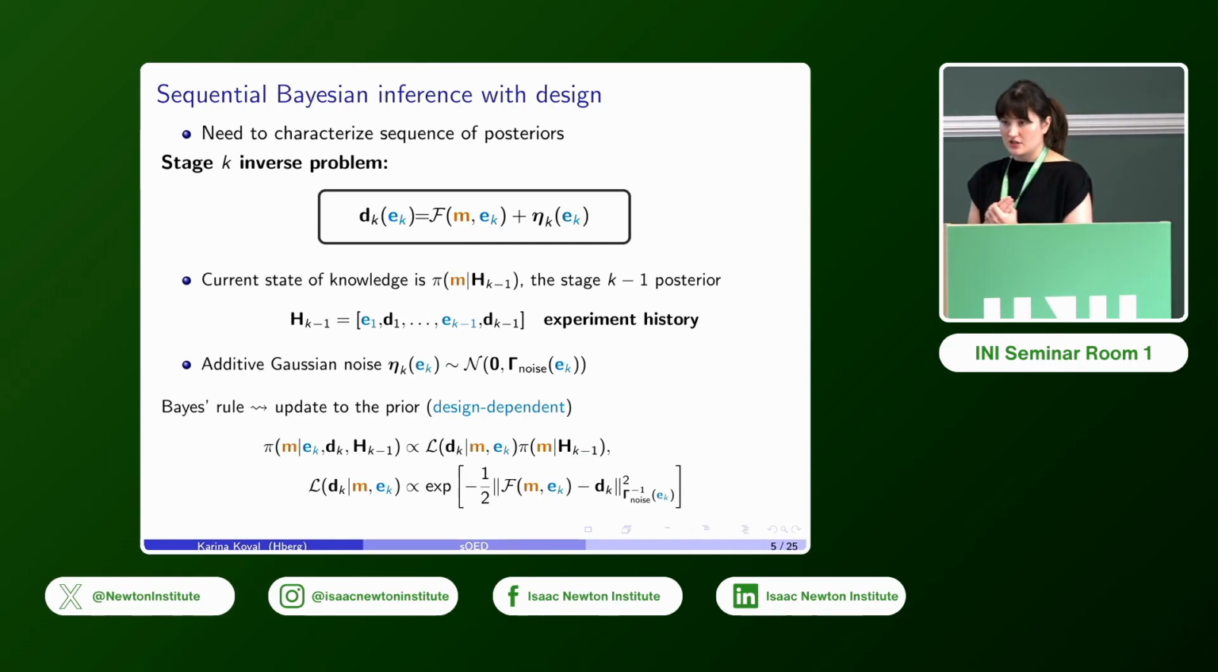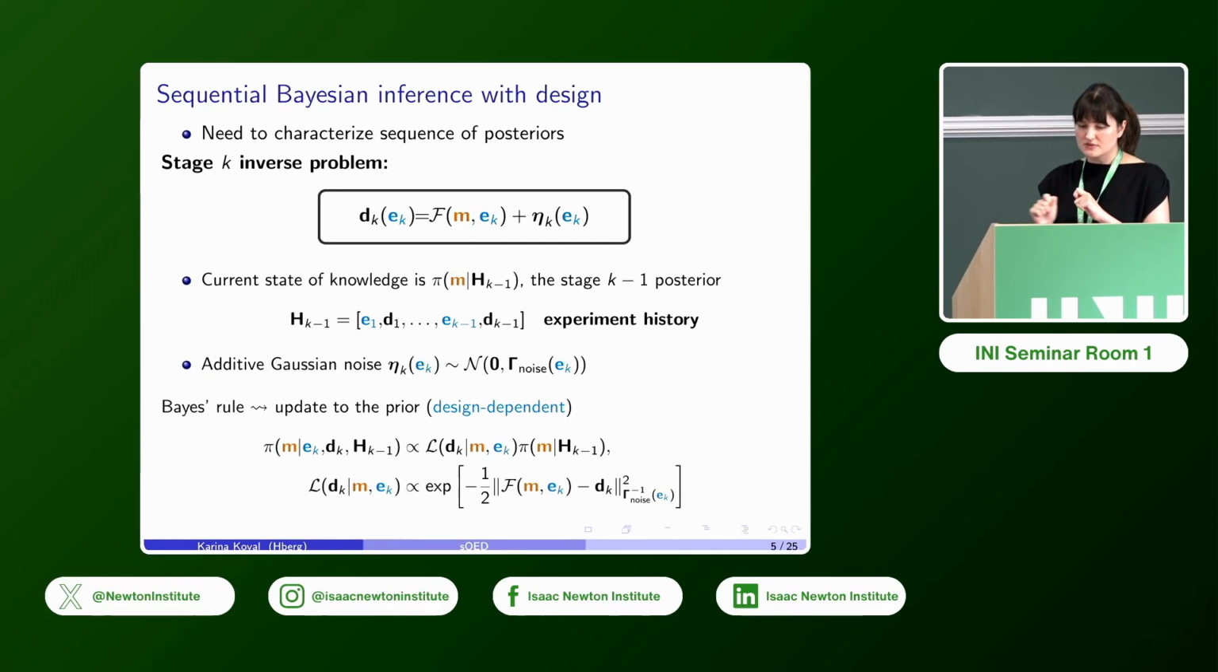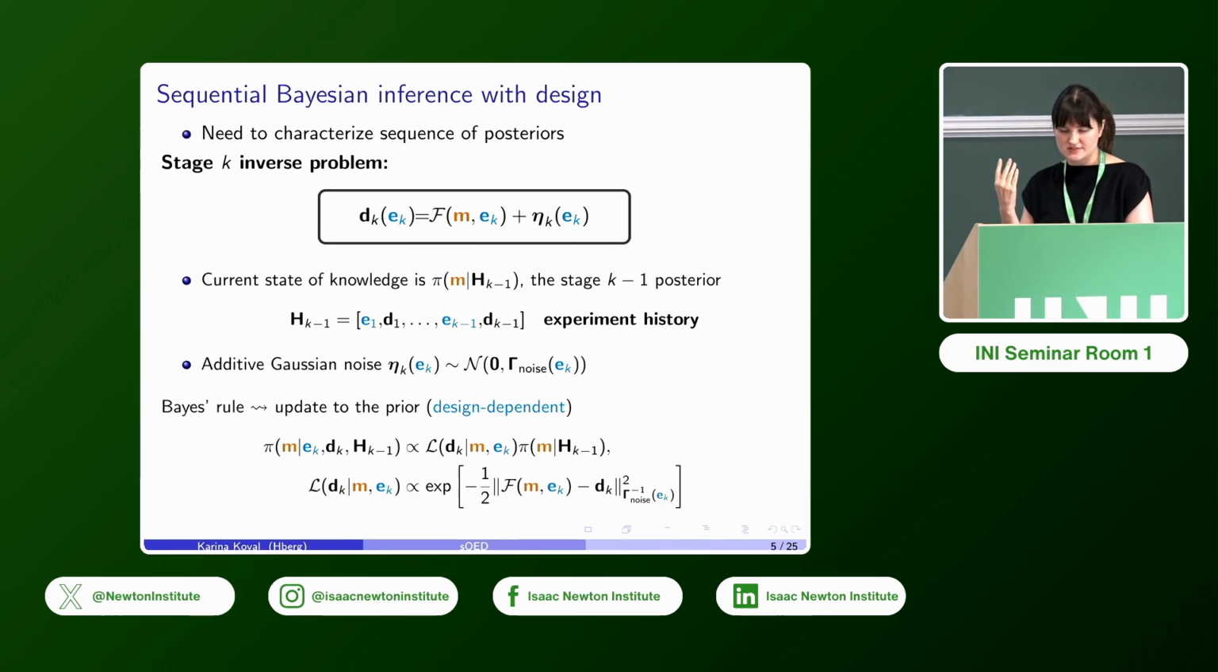And here we're eventually going to be interested in sequential design, so we also need some way to characterize our sequence of posteriors. So we're going to do this by solving an inverse problem in each experimental stage. And here's the model for this stage K inverse problem. We still have our parameter to observable map and noise model. It's just now the parameter to observable map and noise can vary in between experimental stages.